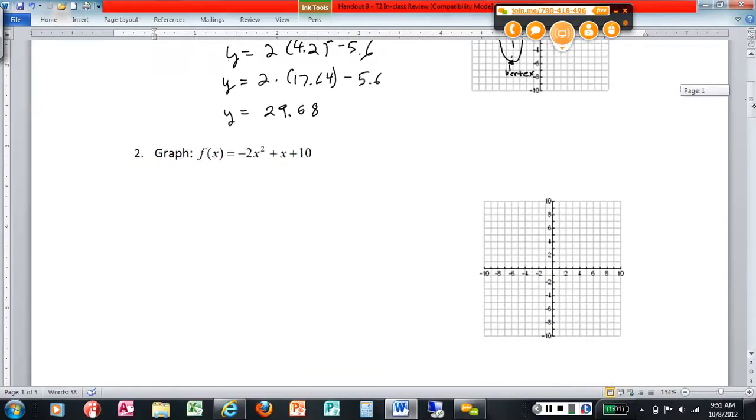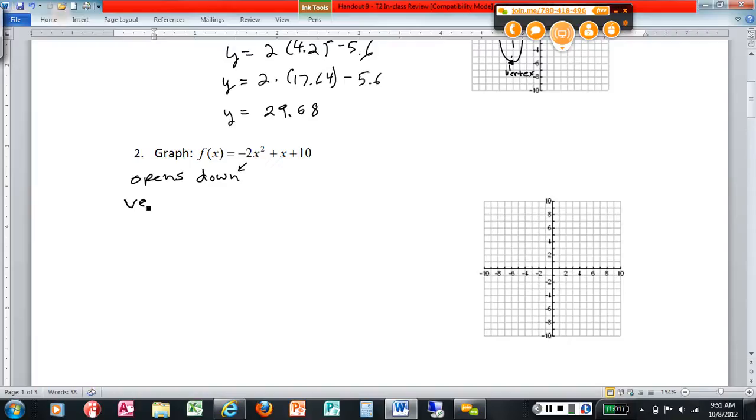What about a quadratic, as in number 2 there? Well, we can tell a few things about that, can't we? Which way does this one open? This one's going to open down because of the negative 2 in front here. We can tell real quick about that one that it's going to open down.